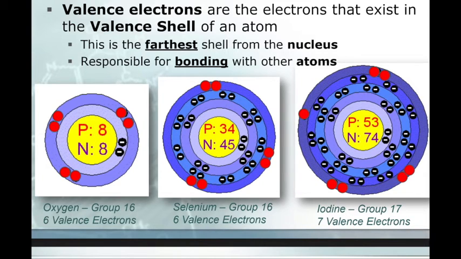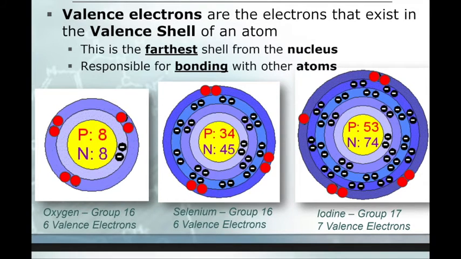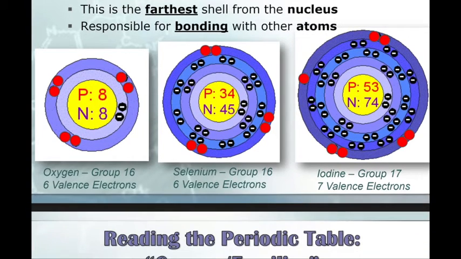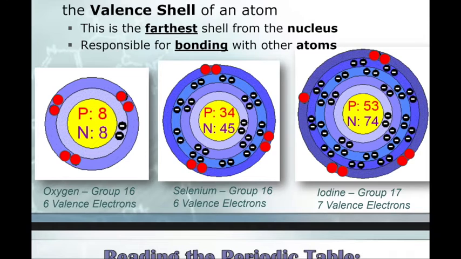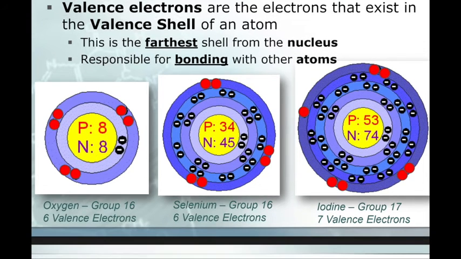So the electrons that are in the outer circle are the valence electrons. We say they are in the outermost energy level, and they are the electrons that will react in chemical reactions. The furthest shell from the nucleus. They're responsible for bonding. Okay?